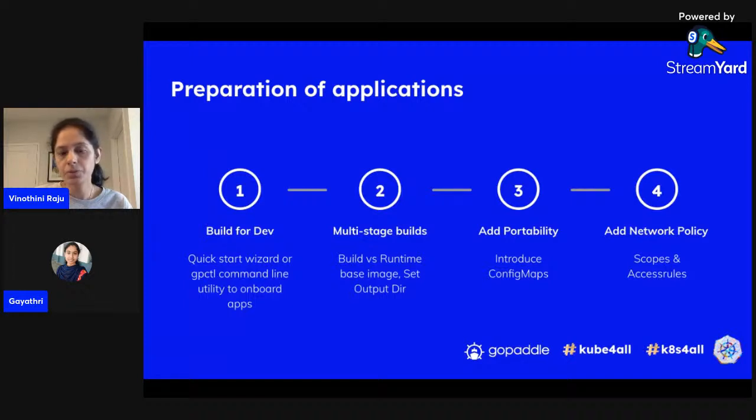Then you can add portability to your app. So here you can introduce config maps. There are a few options through which you can do this. I'll show you one of the options as a demo. And then you can add specific network policies, access controls, and things like that. All right. So let's go through the first step.